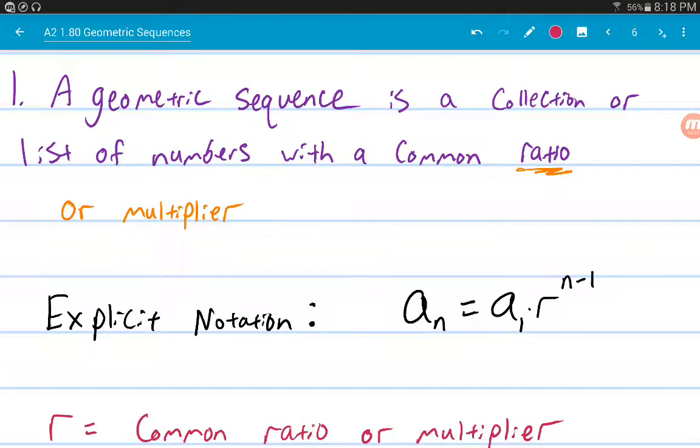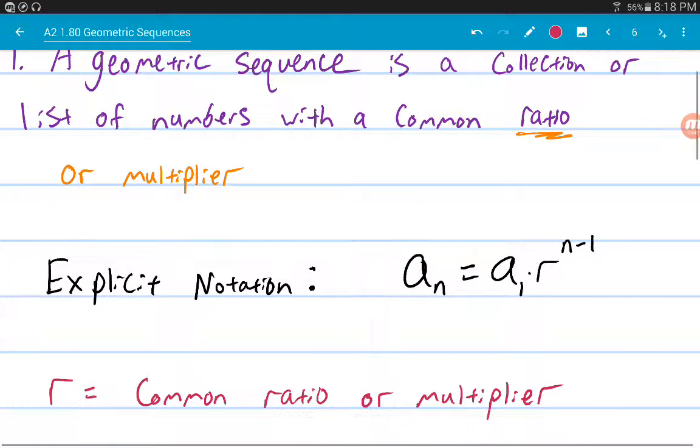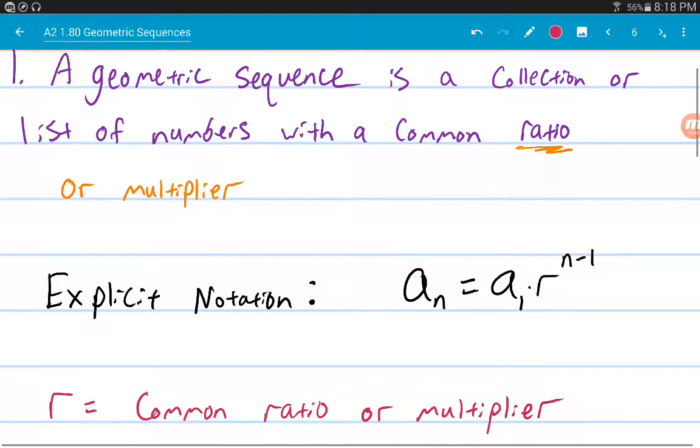And here's the explicit notation. This can be found on your reference sheet. A sub n is equal to a sub 1 times r to the n minus 1, where r is the common ratio or multiplier. If you're missing any of this in your notes, you should write this down.